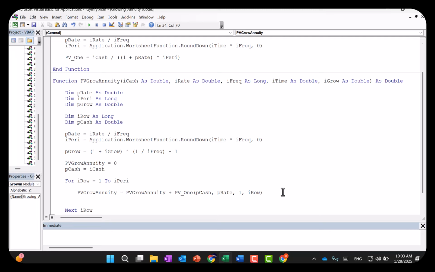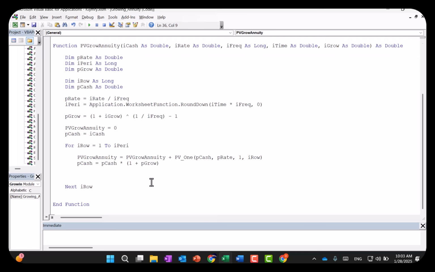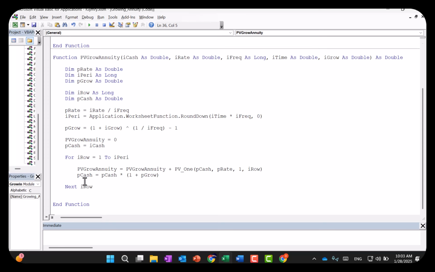Okay. All I have to do to be ready for the next pass, I need to update, just like I updated PV grow annuity, I need to update the period cash. Well, we know how that works. Whatever I have this period, I'm going to multiply with the period growth rate. We're done. You didn't think it was going to be this easy now, did you? Why? Because we use the logic of that loop.